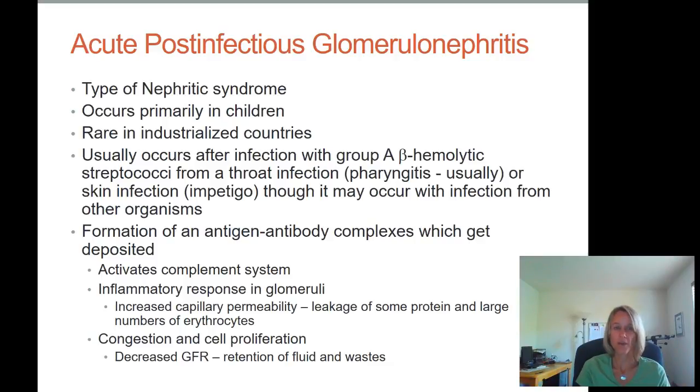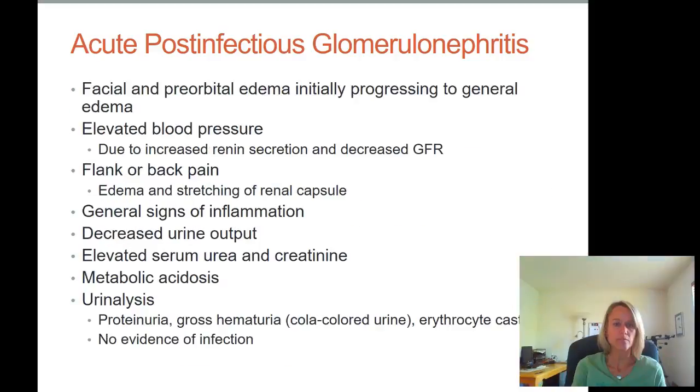Okay, so this is a little like rheumatic heart disease. And like rheumatic heart disease, we get formation of antigen-antibody complexes, and it's those antigen-antibody complexes that do the damage, not the strep itself. This activates the complement system. We get an inflammatory response in the glomeruli. This leads to increased capillary permeability and the leakage of some protein and large number of red blood cells. This also causes congestion and cell proliferation, and this leads to the decreased GFR and retention of fluid and wastes.